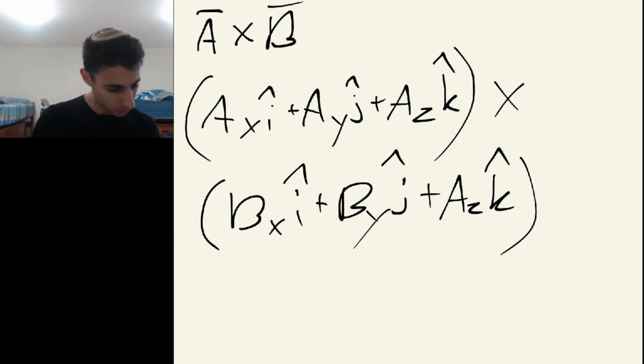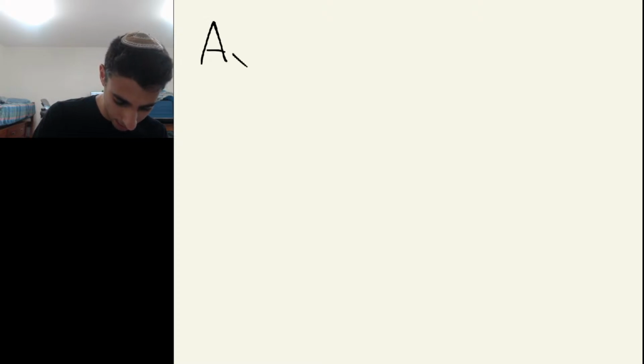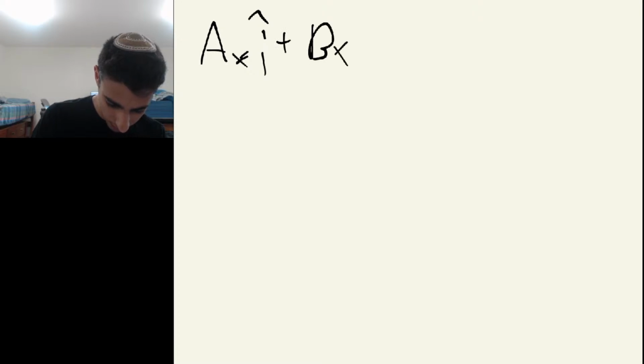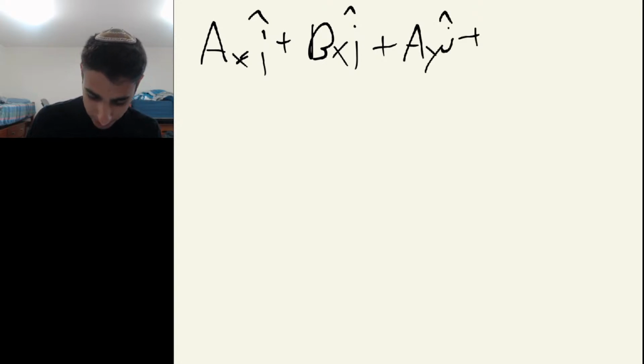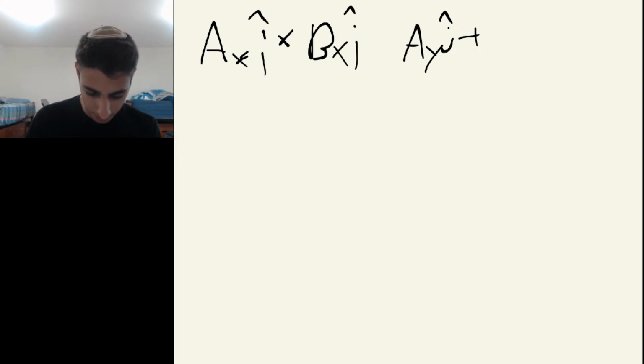So that's what we're going to have, essentially, and I'm going to write that all down. Oh boy, this is going to be ridiculous. It's A_x i cross B_x i, plus A_y j. I'm sorry, there are pluses in a few places, but not everywhere I put them. It's A_x i cross B_x j. No, that's an i, not a j. Jeez, this is ridiculous.